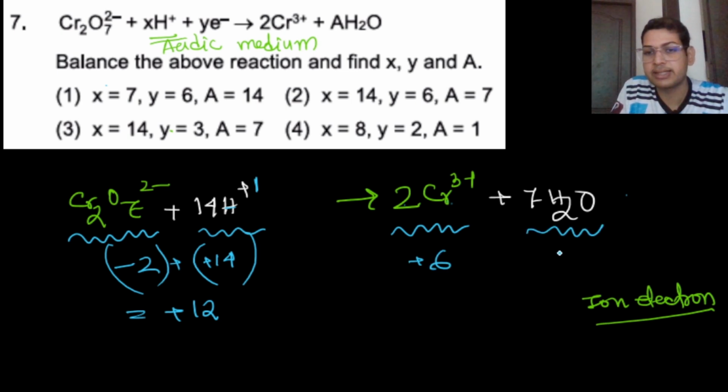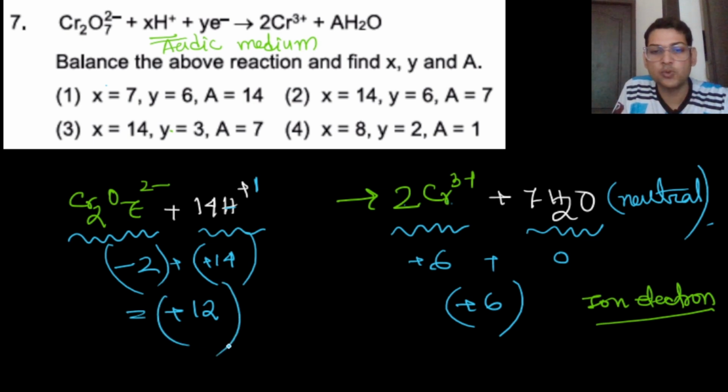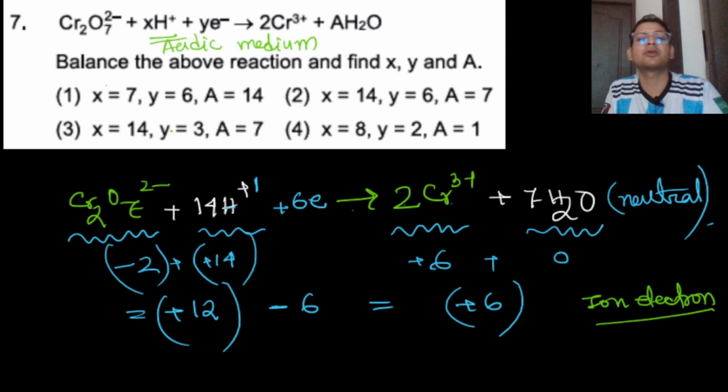What is the charge you are getting? Sir, 0, because it is in neutral state. Okay, so total charge you are getting as +6. So +12 and +6, how to balance? You have to -6 here, right? And -6 means you have to add 6 electron here.